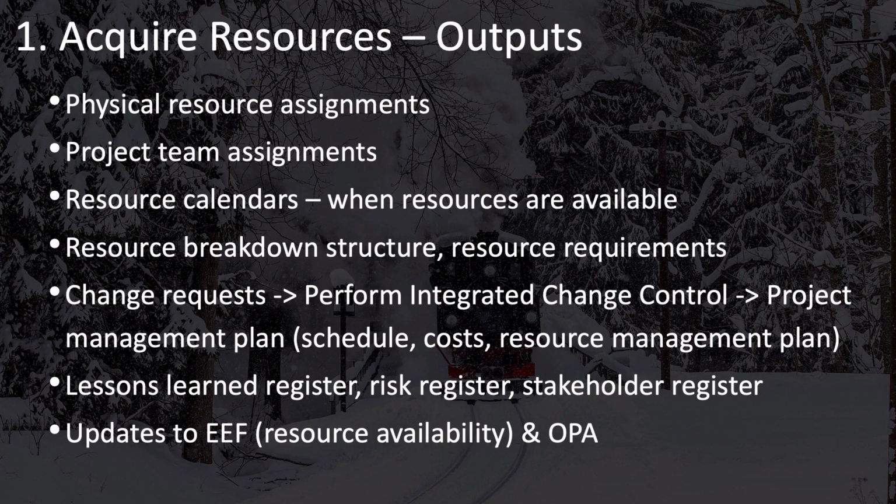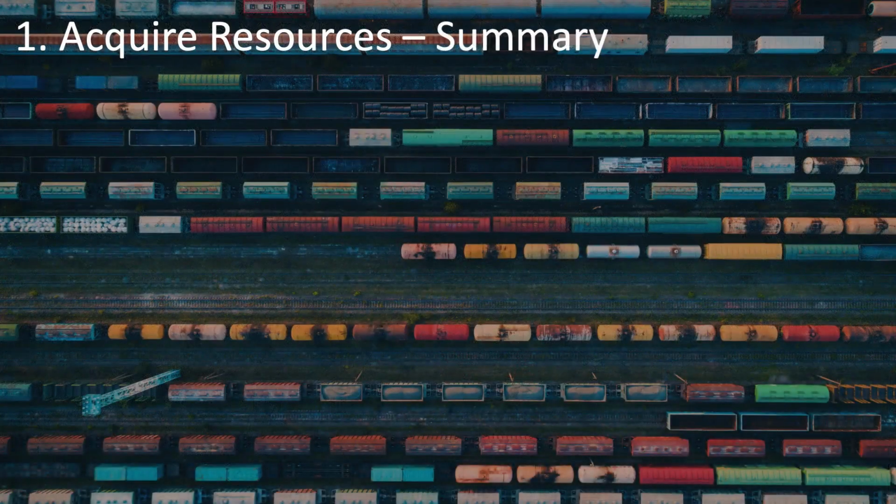Also, any lessons learned need to be recorded in your register, as well as any new risks or updates to risks, and perhaps new information about stakeholders. Your enterprise environmental factors may be updated specifically around the resources availability. Now that you have allocated some resources, that changes the resource availability for the rest of the organization. And some of what you've done may affect some of the policies and guidelines that you have as part of your organizational process assets.